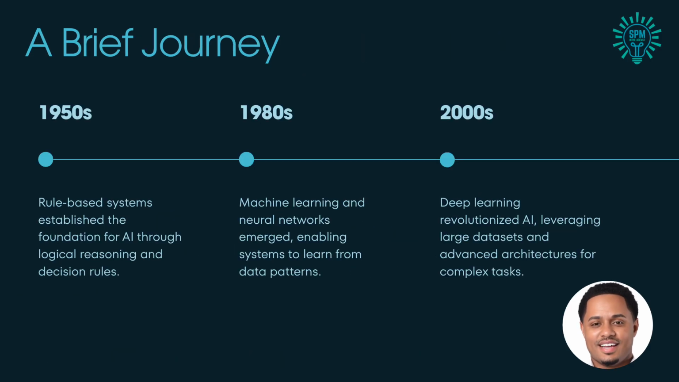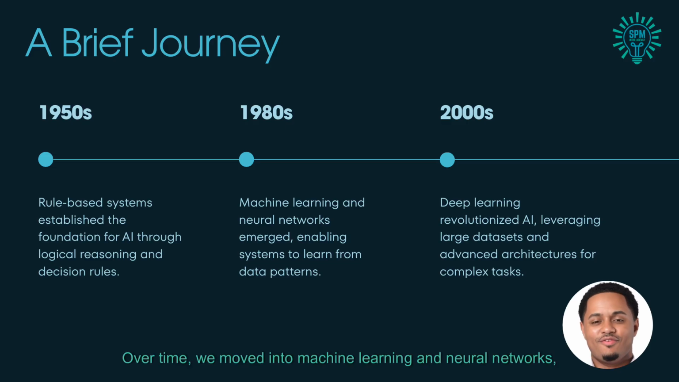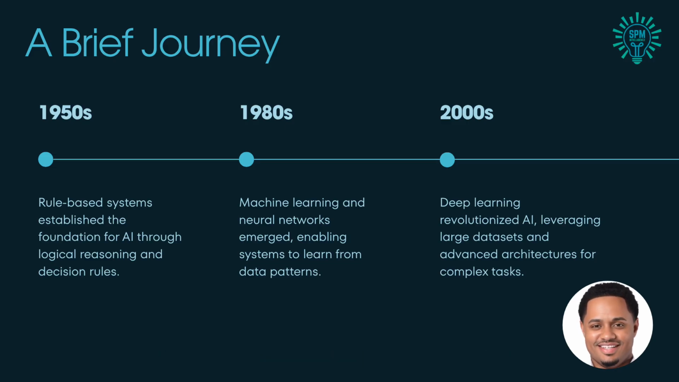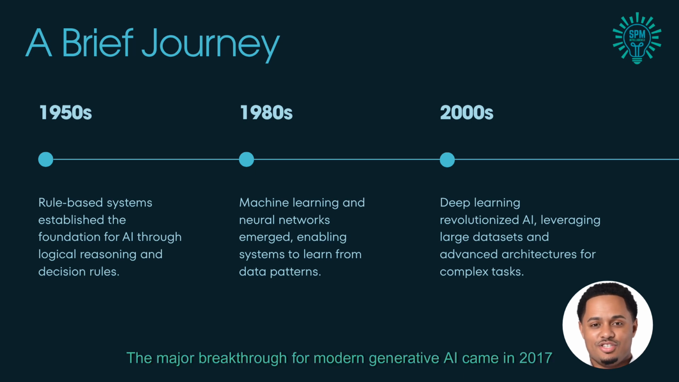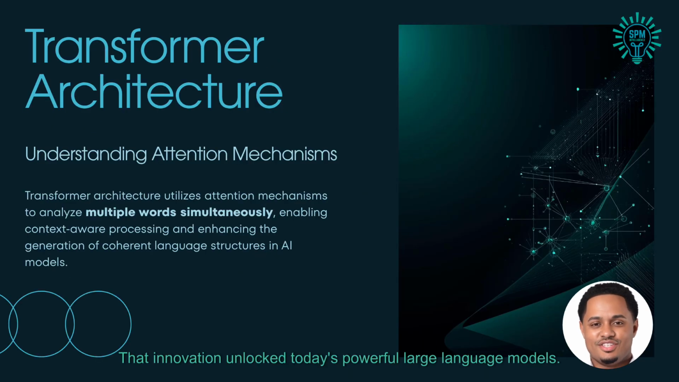This didn't happen overnight. Early AI in the 1950s focused on simple rules. Over time, we moved into machine learning and neural networks, then into deep learning, which powers many of the tools we use today. The major breakthrough for modern generative AI came in 2017 with a new model design called the Transformer architecture. That innovation unlocked today's powerful large language models.